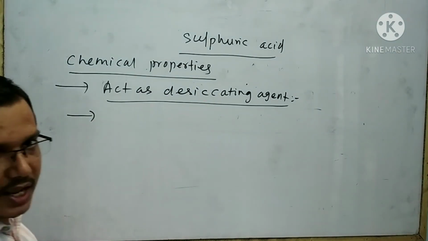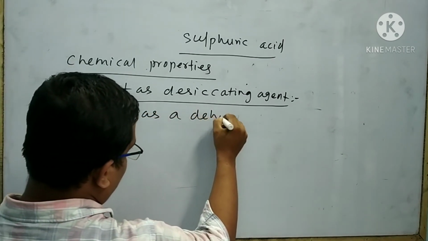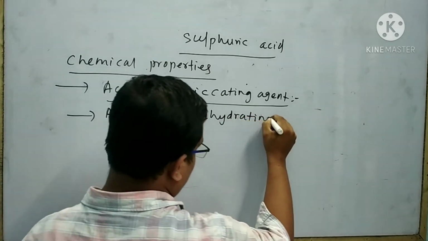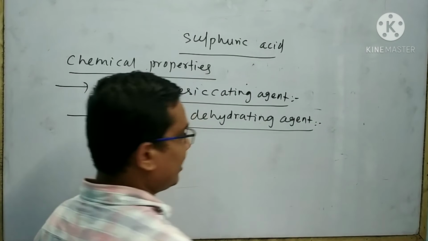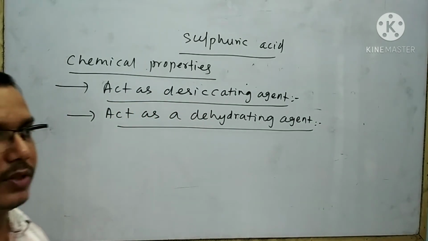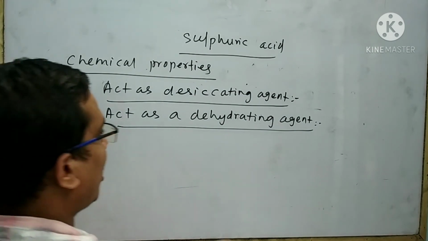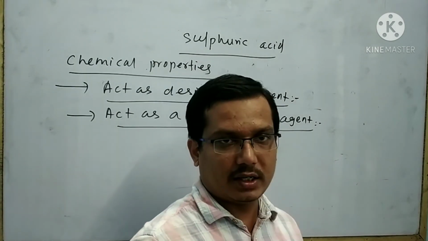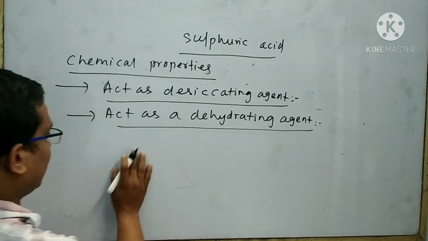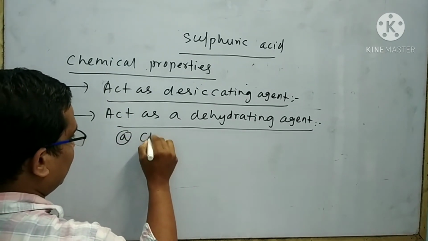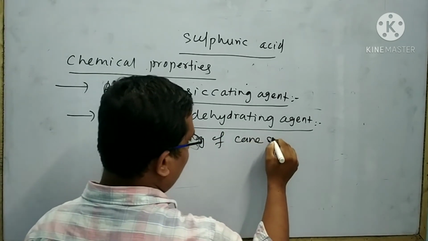Next I want to explain how H2SO4 acts as a dehydrating agent. H2SO4 acts as a strong dehydrating agent because it removes the water molecule from the compound. I can explain how H2SO4 acts as a strong dehydrating agent by taking some reactions. First reaction is charring of cane sugar.